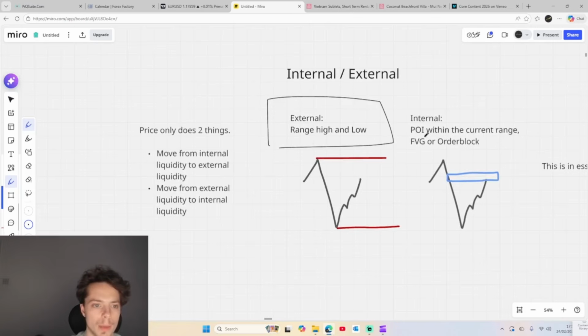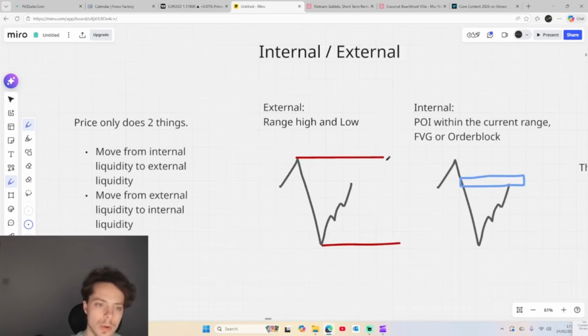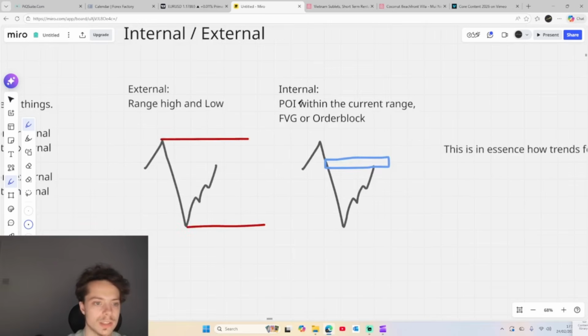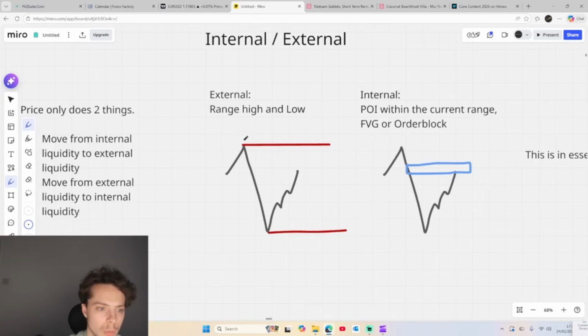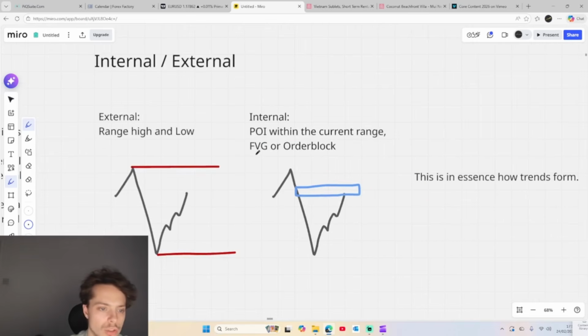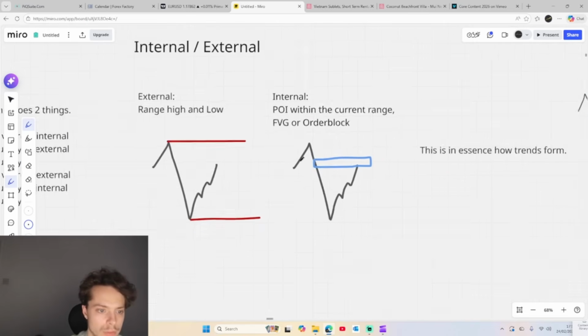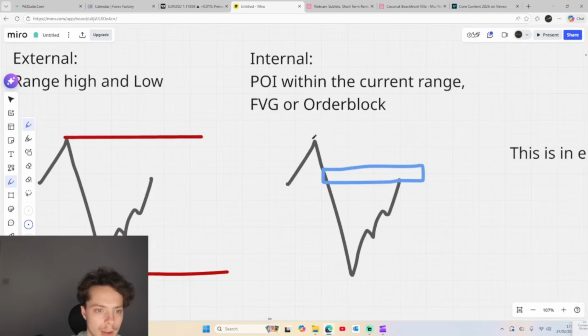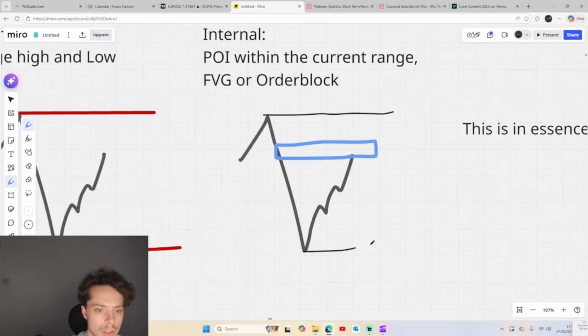Let's define what we mean by external and internal liquidity. External liquidity is essentially the high and the low of the current range. Very simple. You just mark out your high, mark out your low. In a downtrend, we're going to be more interested in targeting the lows, and in an uptrend, we're going to be more interested in targeting the highs. Internal liquidity is a POI within this range, and I usually use a fair value gap or an order block. So, for example, looking at this, we now have our external high, our external low, and our internal order block.